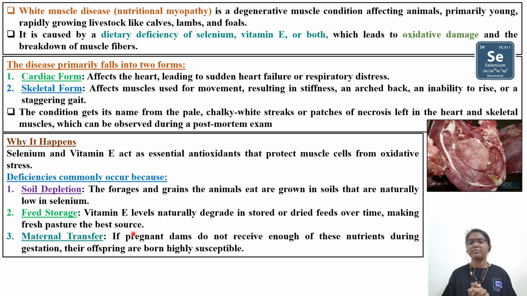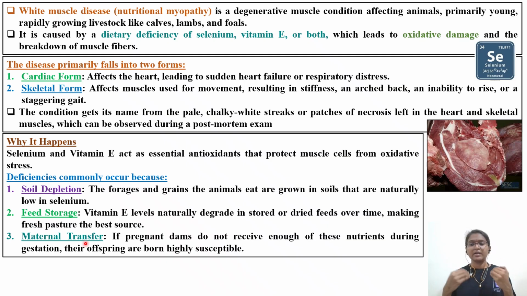Sometimes these cattle are fed artificially made feed, which contains some selenium content. But over a period of time, in the shelf life, because of the degradation nature of vitamin E, the levels in the stored diet might come down, because of which animals will be deprived of selenium. Next is maternal transfer.